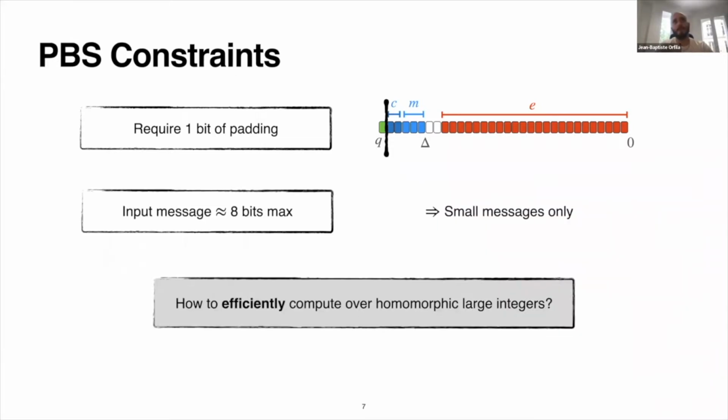The second constraint of the PBS is that, because of the way it's constructed, and we will get into the details now, we are only able to compute over small messages. This is a big constraint because in practice, the messages are restrained to a size of 8 bits at most. So we are only allowed to compute with small input sizes. And this is quite problematic because in practice, we want to have a large size to have as many applications as we want when computing in the fully homomorphic encryption paradigm. So the question we want to try to answer here is how can we efficiently compute over homomorphic large integers? By large integers, we mean larger than 8 bits.